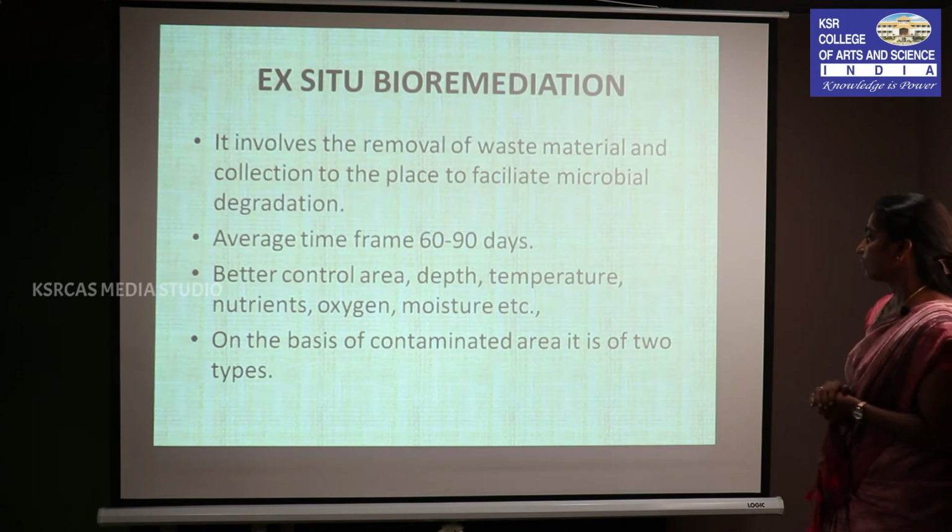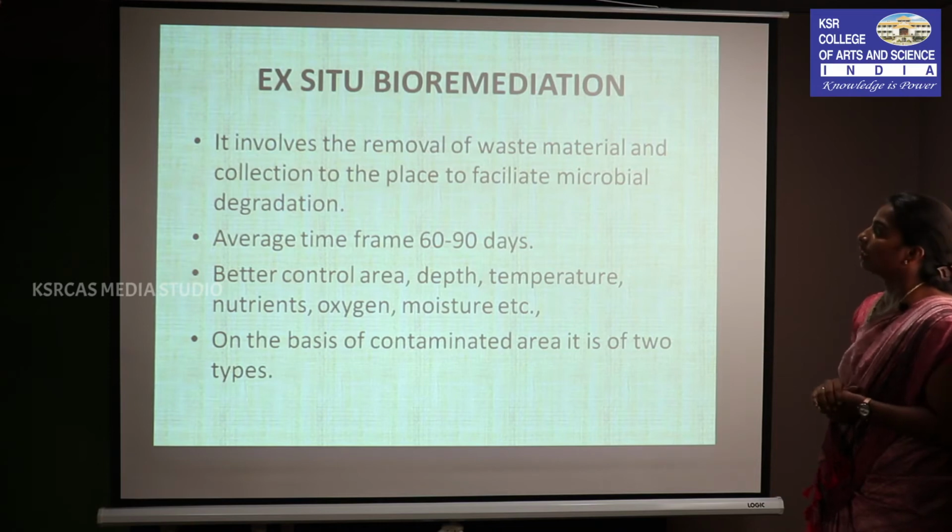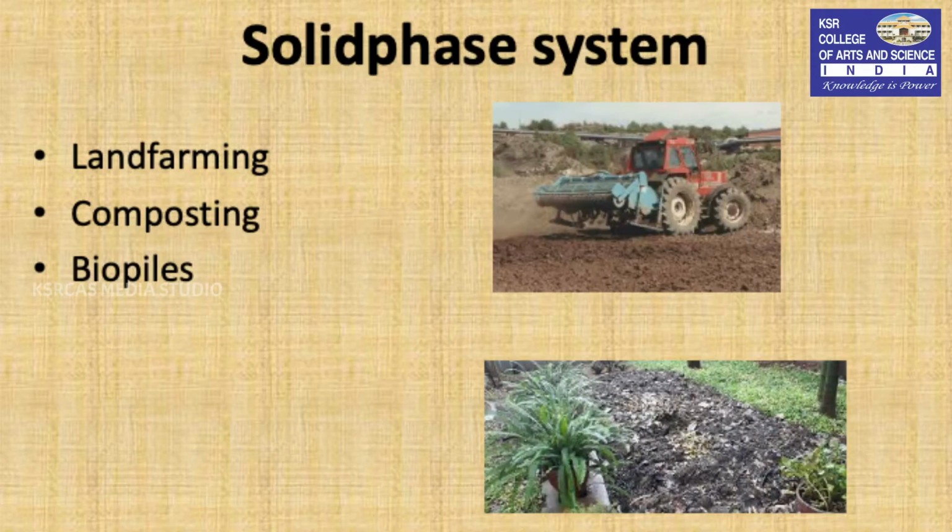On the basis of contaminated area, it is also divided into two types. First one is solid phase system. Under solid phase system there are three processes. First one land forming, second one composting, and third one biopiles.